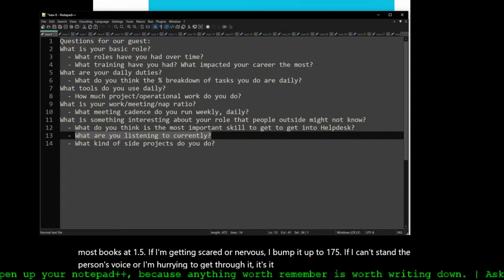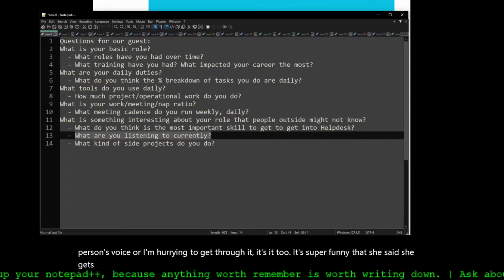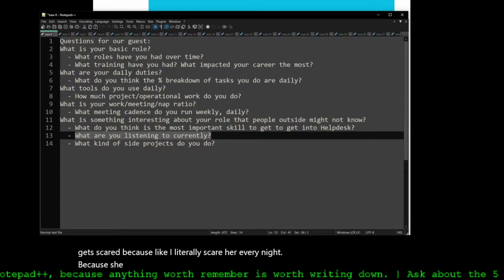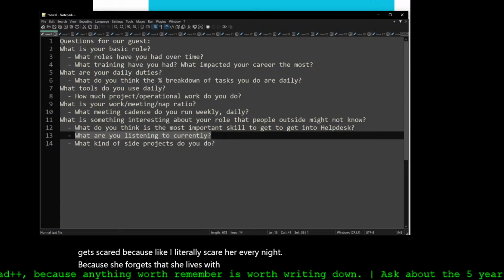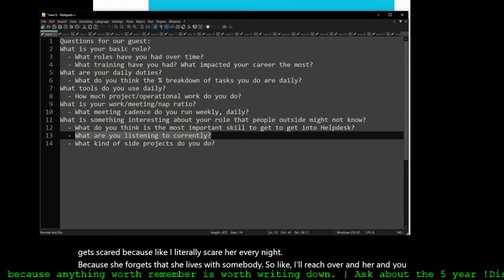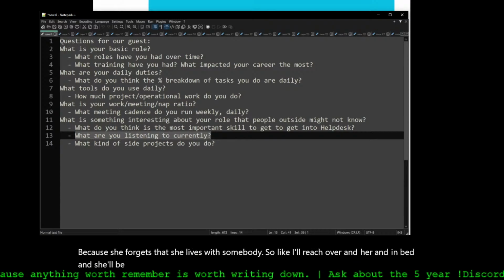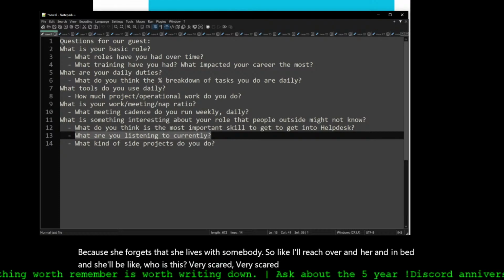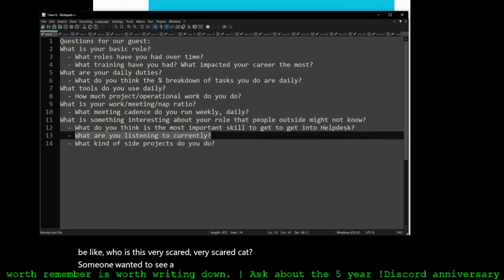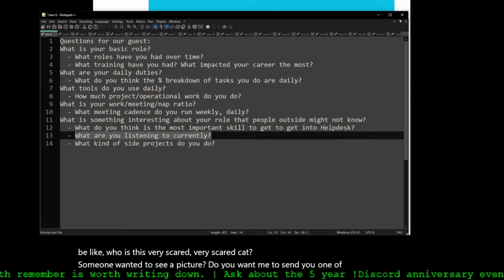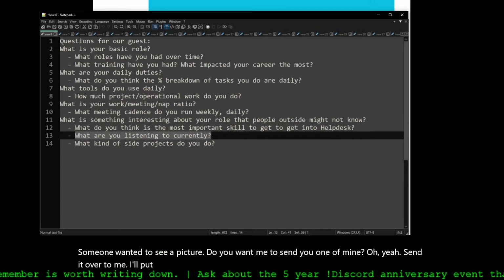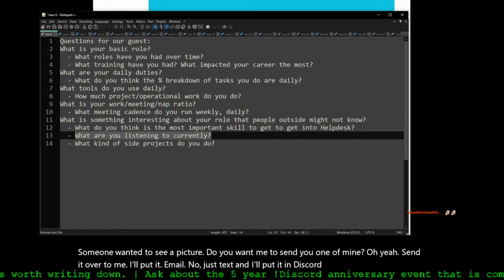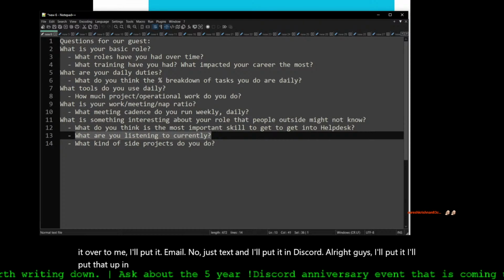It's super funny that she said she gets scared because I literally scare her every night because she forgets that she lives with somebody. So I'll reach over in bed, and she'll be like, "Ah! Who is this?" Very scared of that. Someone wanted to see a picture. Do you want me to send you one of mine? Yeah, send it over to me. I'll put it in Discord. All right, guys, I'll put that up in Discord under like Home Labs or something.